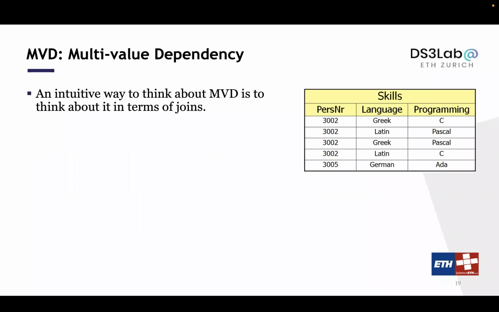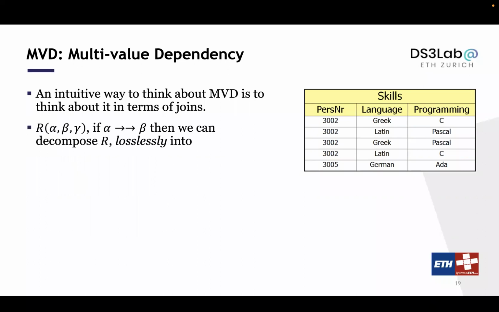A different view of the multivalued dependency is looking at it through the lens of lossless decomposition. Essentially, if you have a multivalued dependency from alpha to beta, here from personnel number to language, you can decompose R losslessly by doing projections, keeping alpha and beta as one relation, and alpha and gamma as another relation. If you join them together, you get the same thing, which is easy to see from the example on the right-hand side.